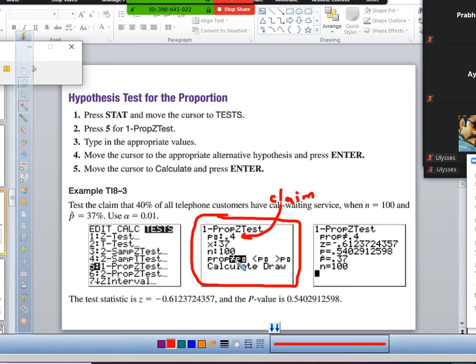And then put in whether your H1 is not equal to, less than, or greater than. So whatever your H1 is, your alternative hypothesis, put that in there and then hit calculate. And then it'll give you this. It'll give you the z-score, right? In other words, it'll give you your test stat. This is your test stat. And it'll give you the p-value, this p thing here.